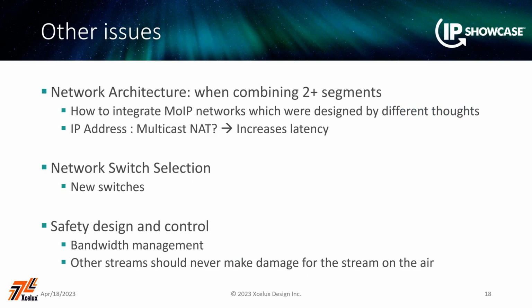And I don't have enough time to explain the other issues, but I'm now facing such issues. For the network architecture, as I said, if you combine IP infrastructure networks, more than 2, each network is designed by a different engineer, so the rules of IP addressing are much different. In such cases we have to consider how to integrate the 2 networks, which are designed with different thoughts and ideas. In some cases, as I told, IP addresses overlap, so we have to use NAT or something.